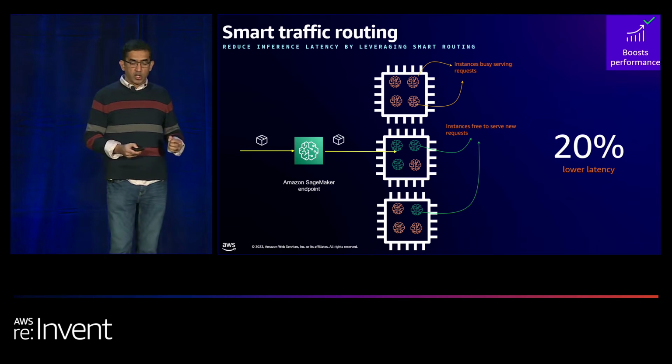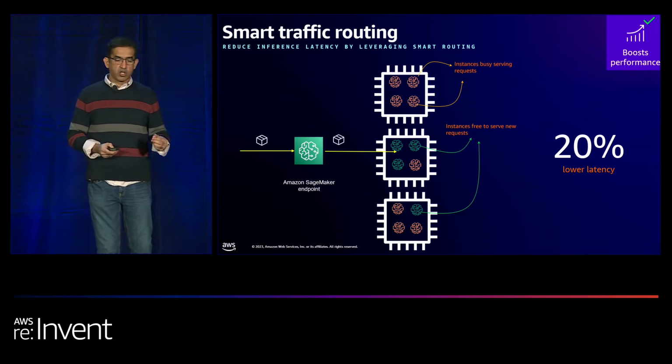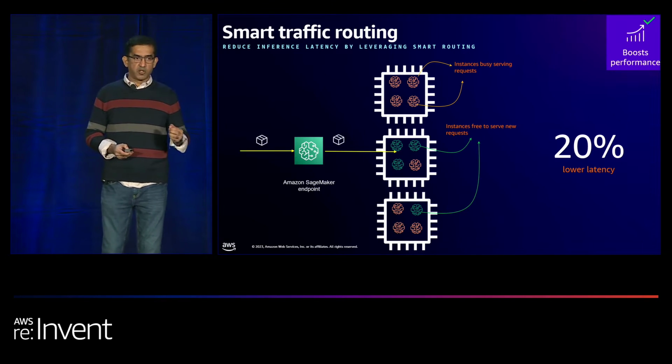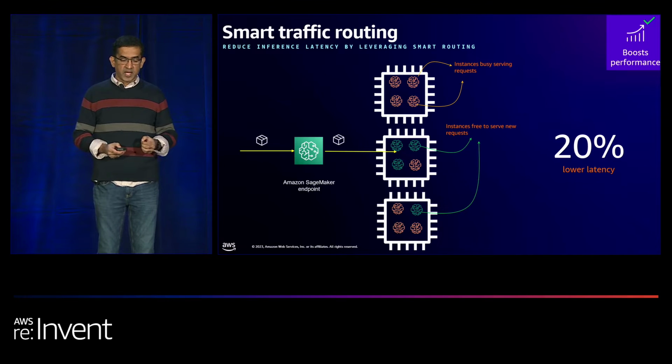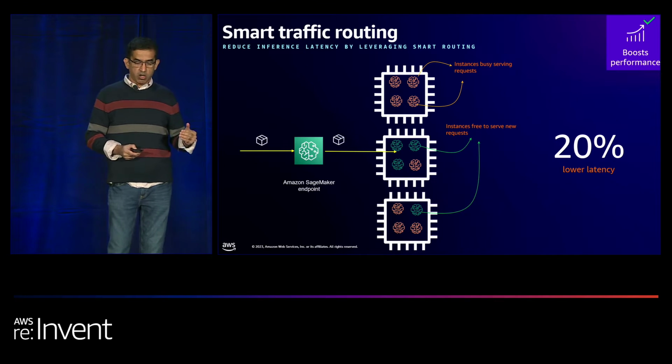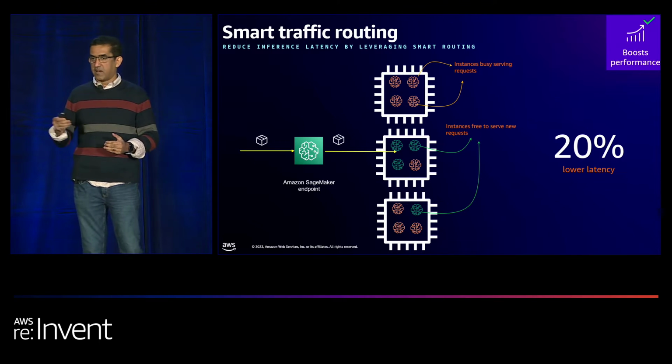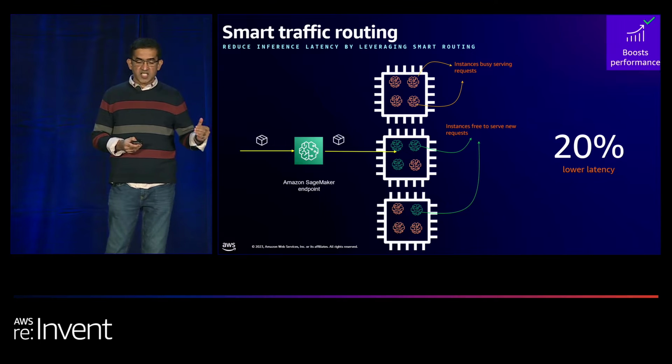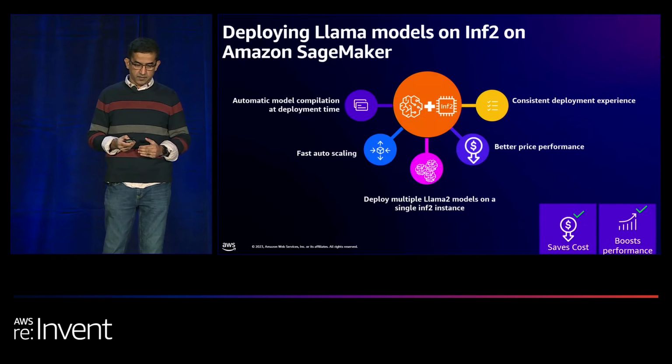SageMaker also includes a smart routing algorithm that routes traffic to an endpoint very efficiently. At scale, the smart routing algorithm keeps track of which copies of your model are serving traffic and which ones are not, and accordingly routes new requests. And this saves an end-to-end latency of over 20%.